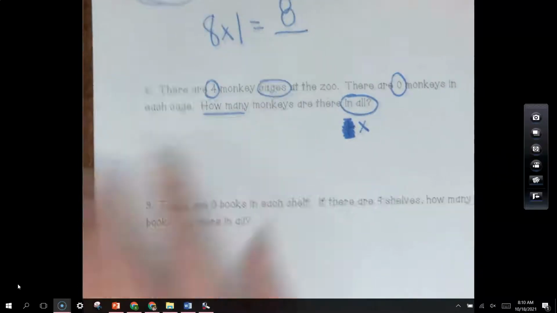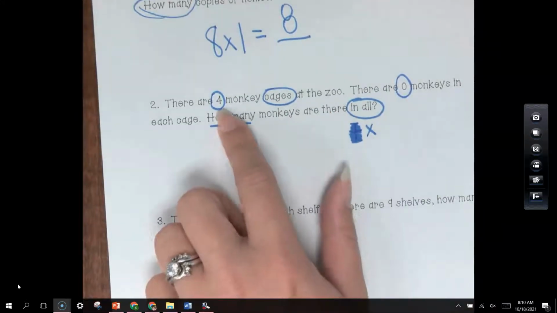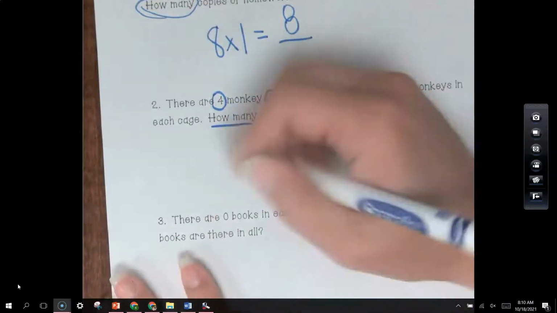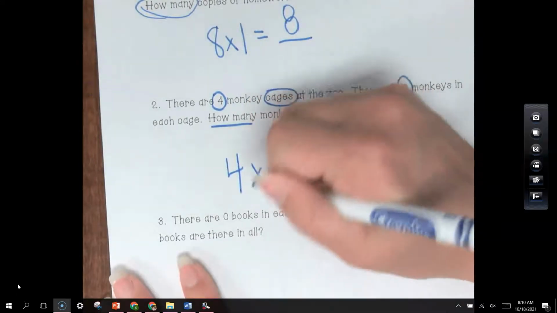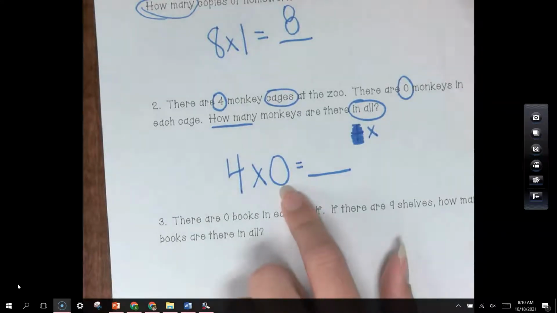Which one is my group? The 4 or the 0? If you said 4, you are correct because it is with the cages. So that will go first. 4 times 0 is, well, we should remember that anything times 0 is 0.